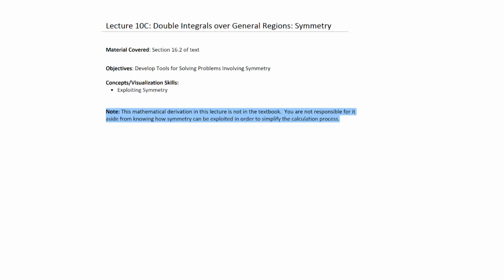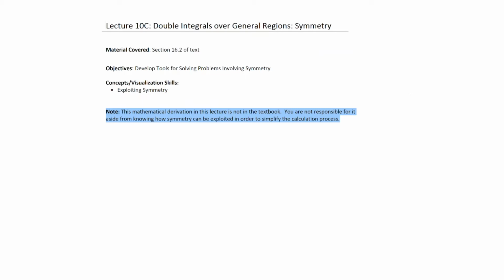Welcome to Lecture 10C, entitled Double Integrals over General Regions. And this involves basically symmetry. In other words, how can we exploit a symmetry in a problem? Now, there are problems in the textbook that deal with symmetry, and we discussed examples in the previous lecture.